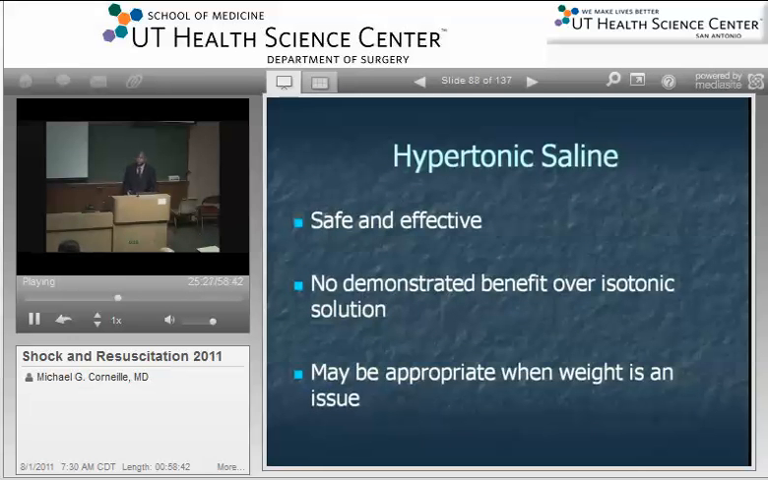And so the authors concluded from this study, as they have from many of the previous studies, that hypertonic saline, it's safe, it's effective, but there's really been no demonstrated benefit over isotonic solution. And so really the only place where it may be the fluid of choice is if space or weight is an issue. So if you're on a plane transporting a patient, then hypertonic saline may have a place. On the battlefield, hypertonic saline may have a place, but it doesn't really seem to confer any benefit in mortality in everyday use.